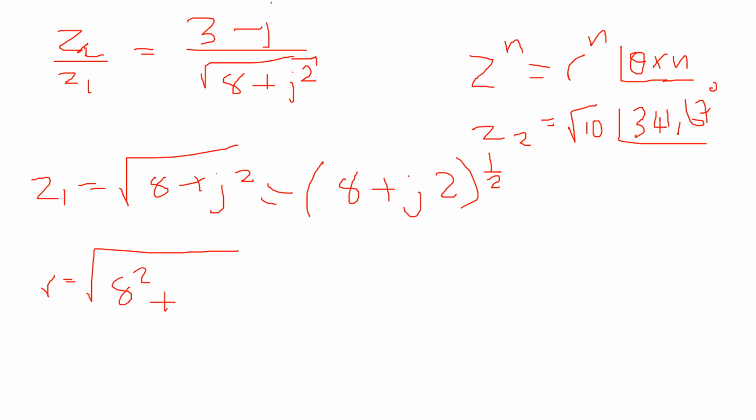plus 2 squared. Okay, so remember, here is the real part, this is the imaginary part. So it's going to be 8 squared and 2 squared. And then we get our resultant here. So our resultant will be the square root of 8 squared plus 2 squared. So our resultant is 2 square root of 17.